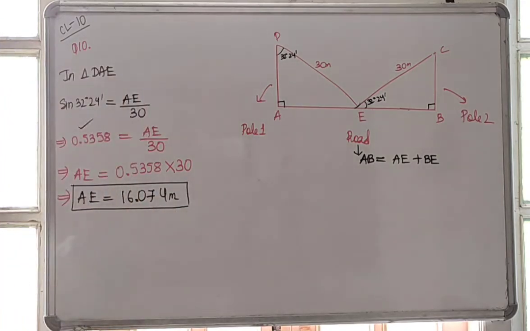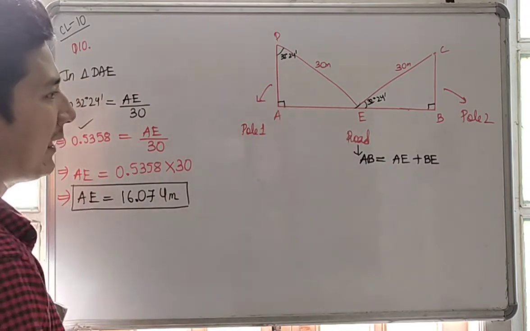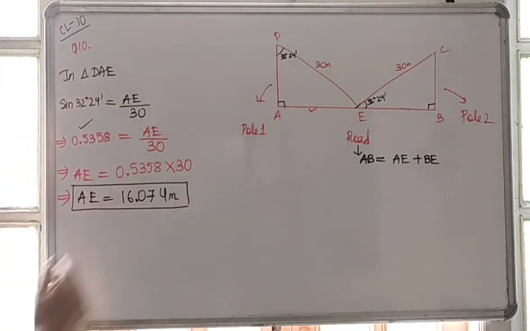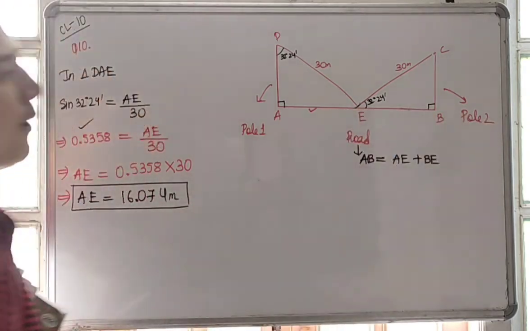This value will be given in the question and in the exam also. The sine table, cos table, tan table and log table will be given to us. So from triangle DAE we got the value for AE, which equals 16.074, and now we need to find the value for BE.